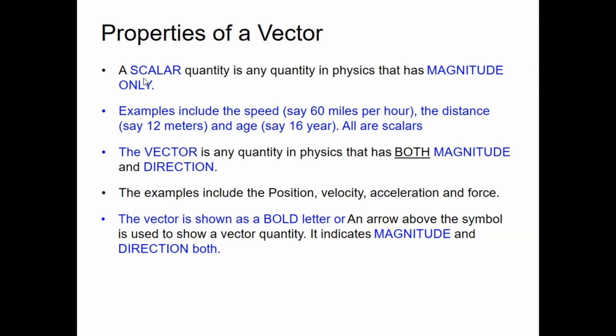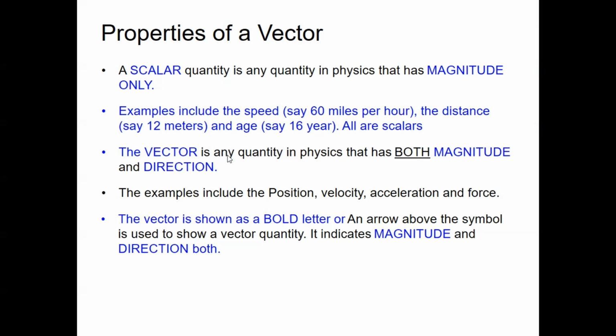We know very well that scalar quantity is a quantity which has only magnitude. So all quantities in physics that are having magnitudes are scalar quantities. For example, speed, say 60 miles per hour, or the distance, say 12 meters, or the age of a person, say 16 years, all are scalar quantities. If we go further, then we can define the vector, a quantity in physics that has both magnitudes and directions and a sense and its orientation.